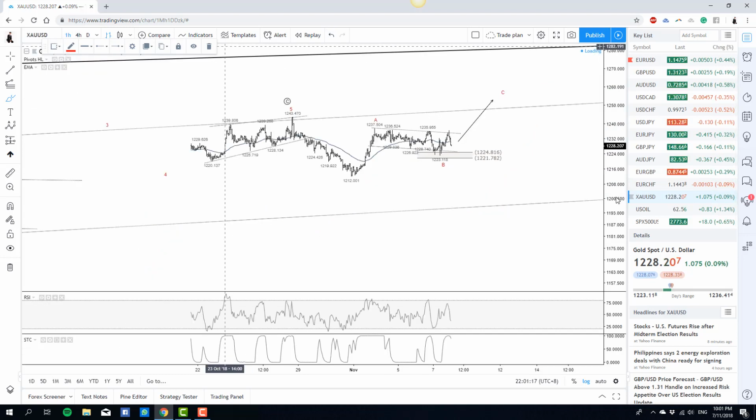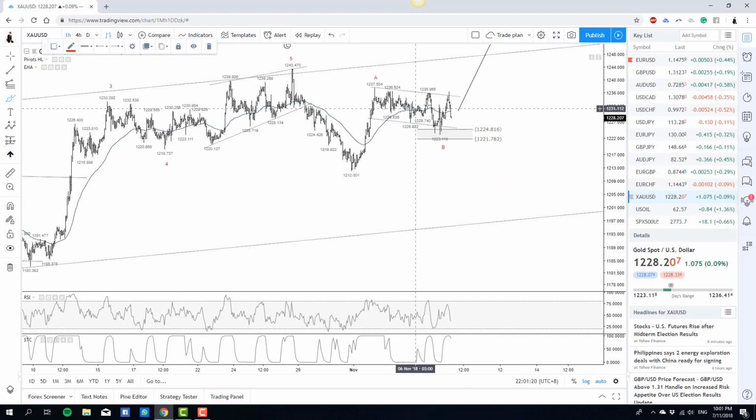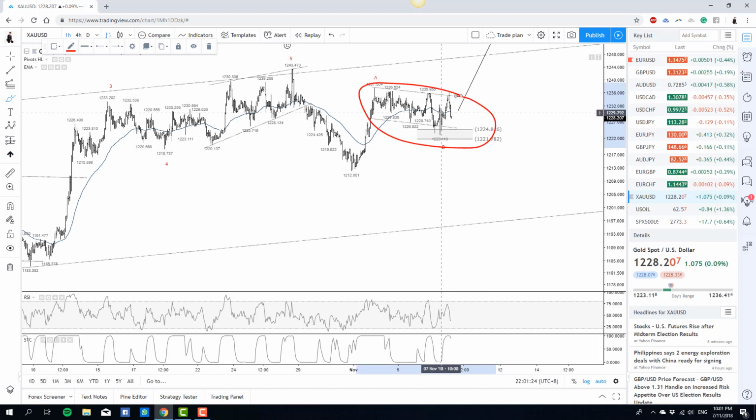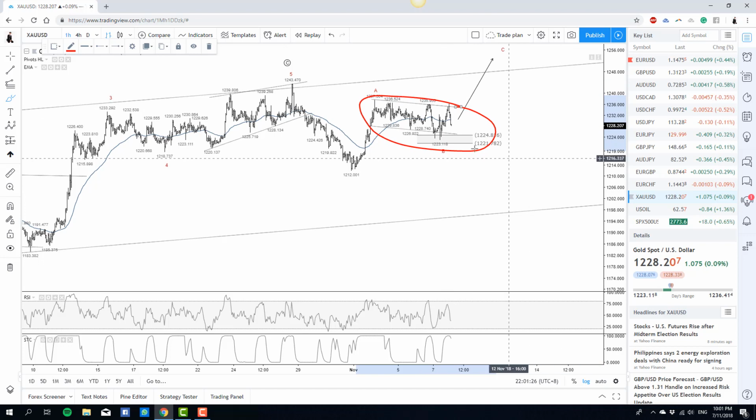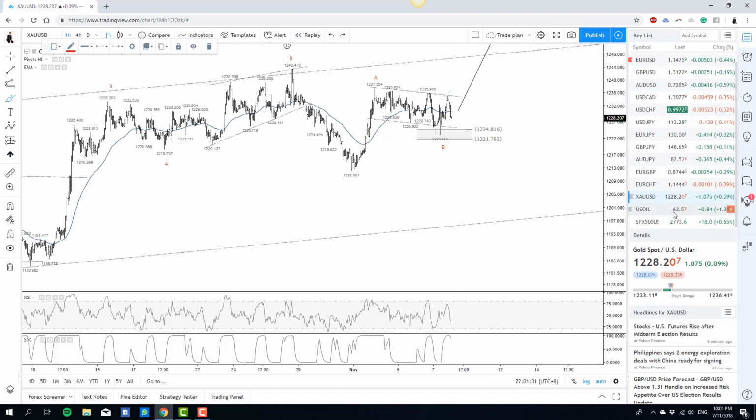But if I go into the 1 hour chart, looking at this corrective move over here, I'm more inclined to my first analysis of a push to the upside. So that's for gold.